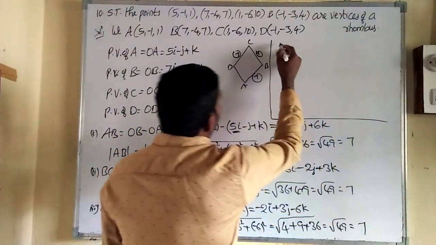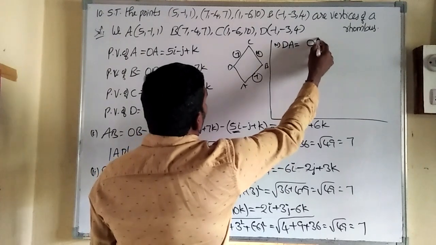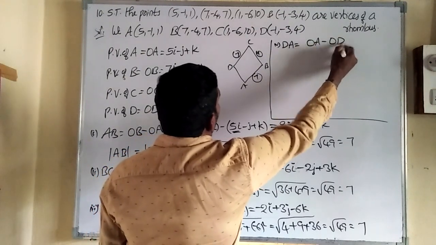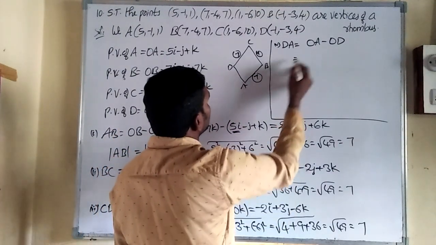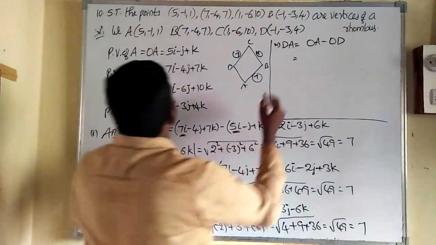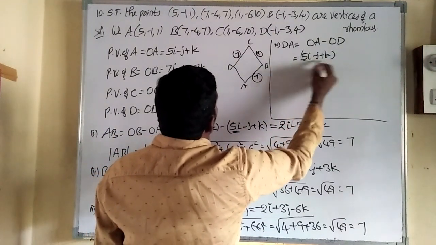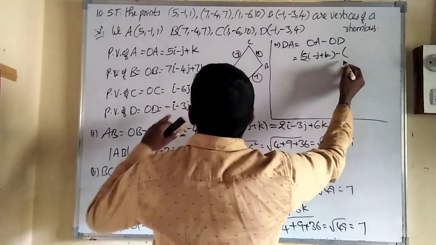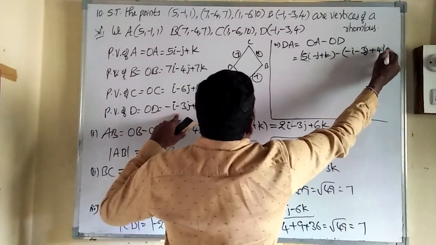So the fourth side DA. DA means OA minus OD. Or you can find AD also, no problem. What is OA? OA is 5i minus j plus k, minus OD. OD means minus i minus 3j plus 4k.